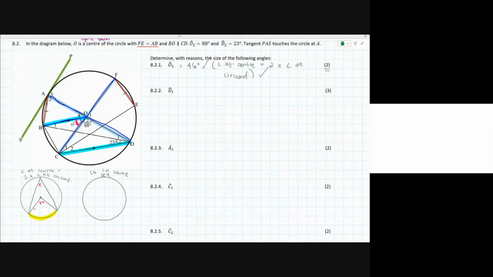Now, bear in mind, there's lots of variations from this. I could draw something like that. That's still, because it's from a common chord, angle at center equals 2 times angle at circumference.